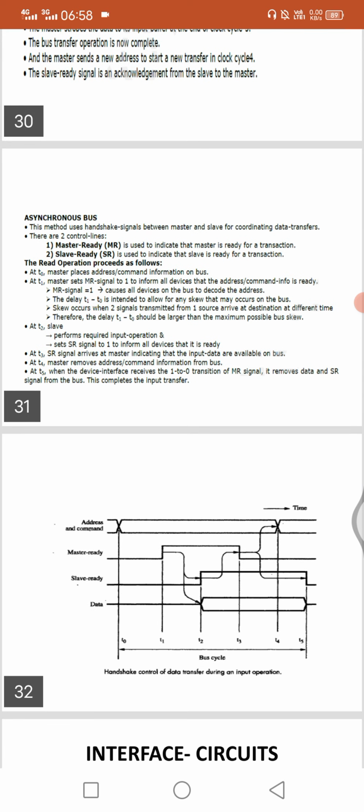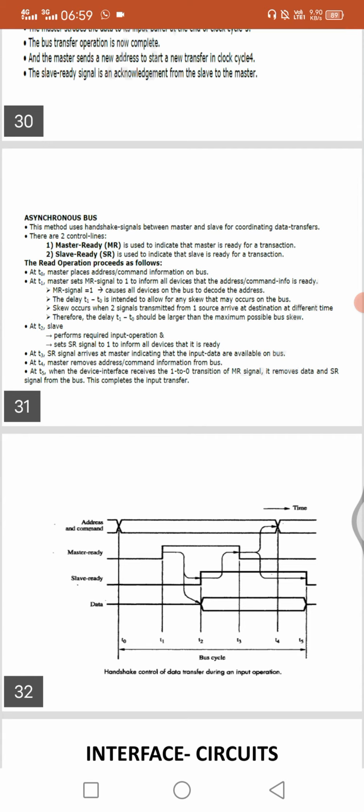Next, coming to the asynchronous bus. We already discussed this asynchronous. It does not operate with the clock cycle. This method uses a handshake signal between master and slave for coordinating data transfers. There are two control lines, master ready and slave ready. Master ready is used to indicate that the master is ready for a transaction.